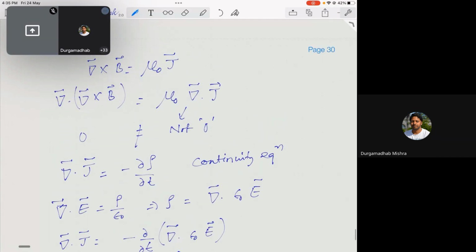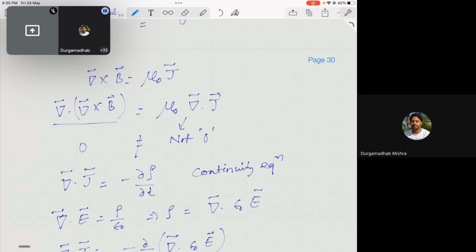So when you look at this equation, what we are saying is that this is not necessarily 0, because of the continuity equation, because of charge conservation. So I have to add some extra term here, let's say x, so that it will add up to 0. If I add this x term, which will be the negative of del dot mu naught J, that will cancel each other out and it will be 0.